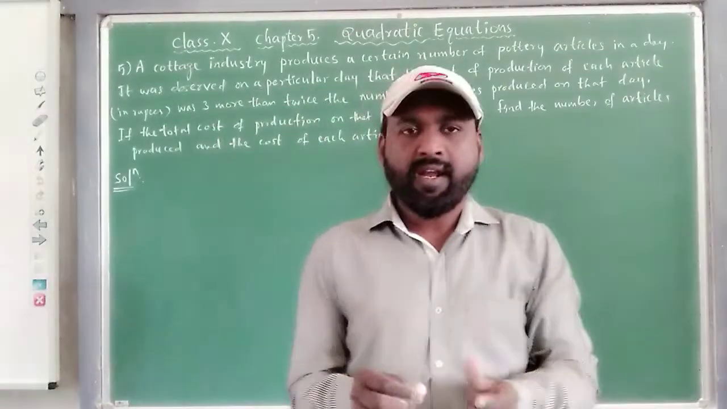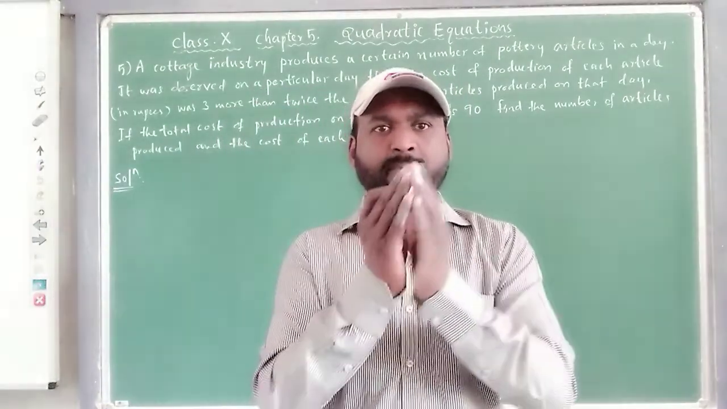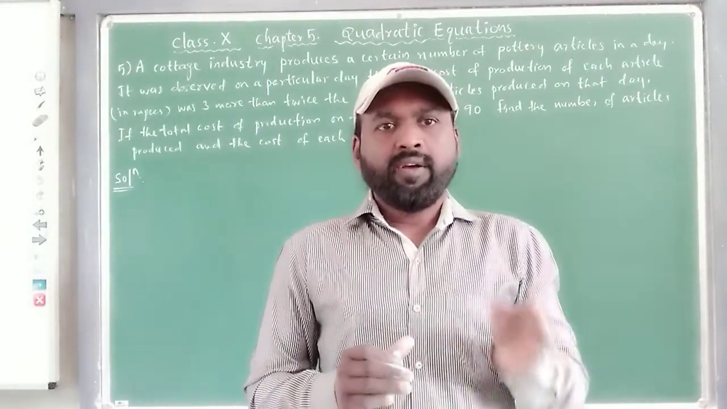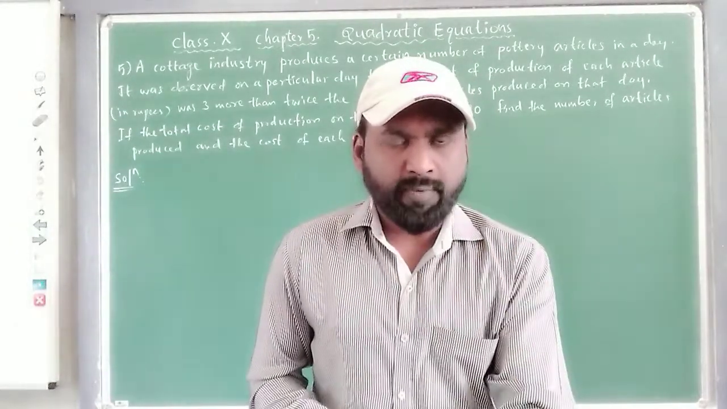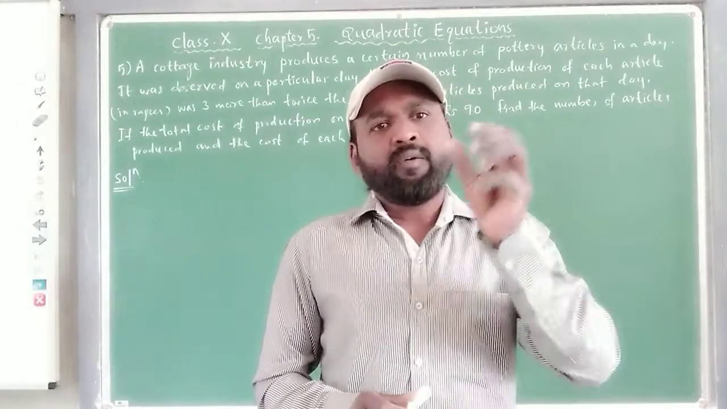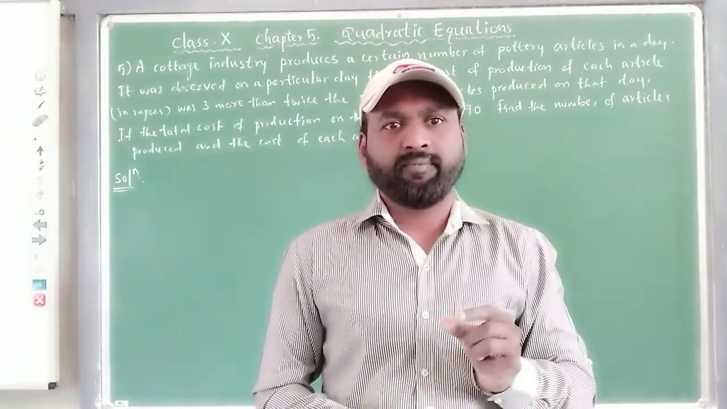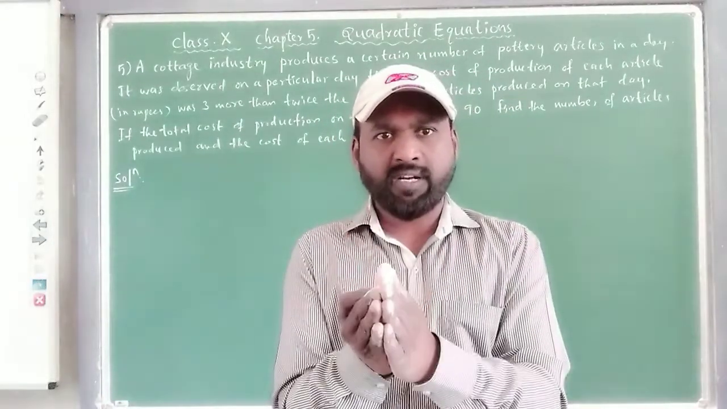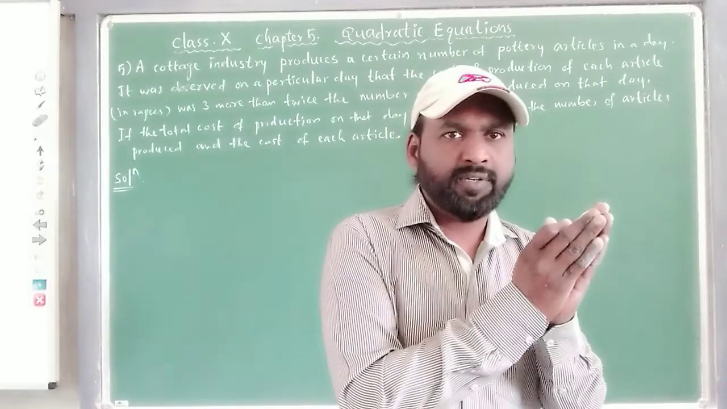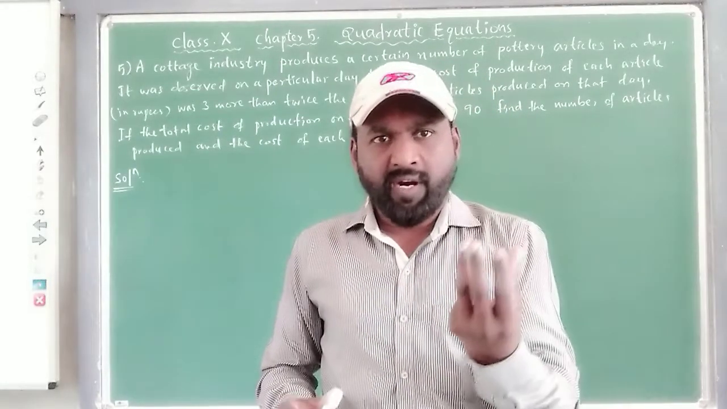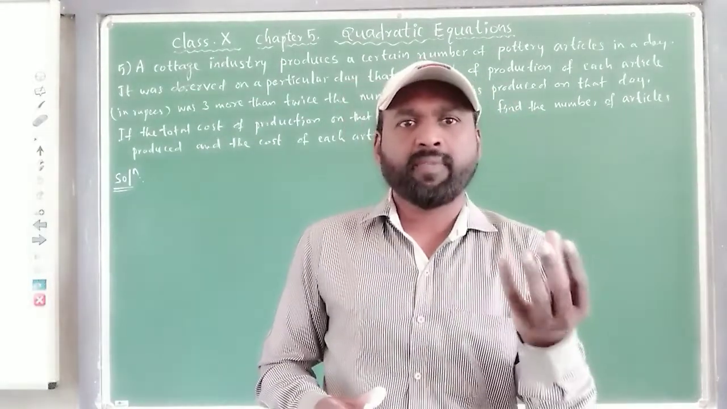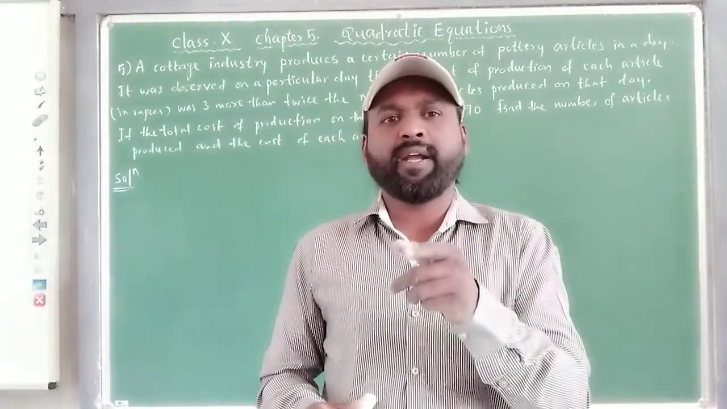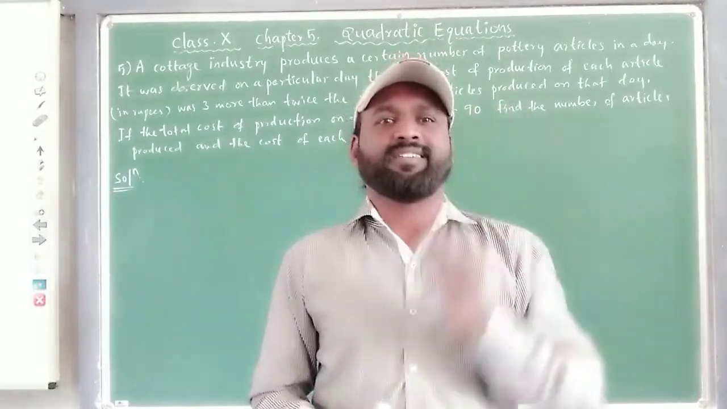What is given here? Total cost of production on a particular day, it was 90. It was observed. So we need to find how many articles are produced on that day and what is the cost of each article. What is the relation given in the question? The relation between the cost of the article and the number of articles produced is what? If the number of articles produced is some number, twice that number and add 3 to it, you will be getting the cost of each article.